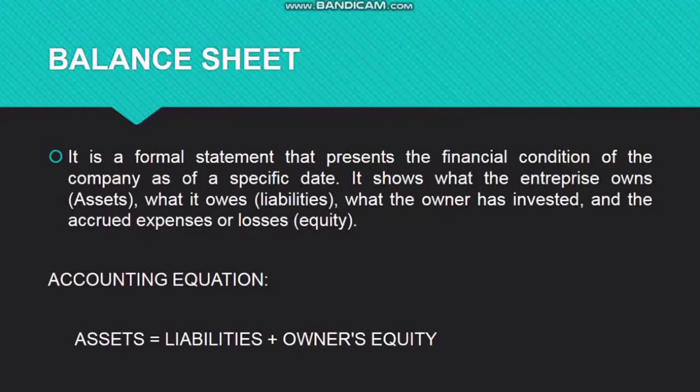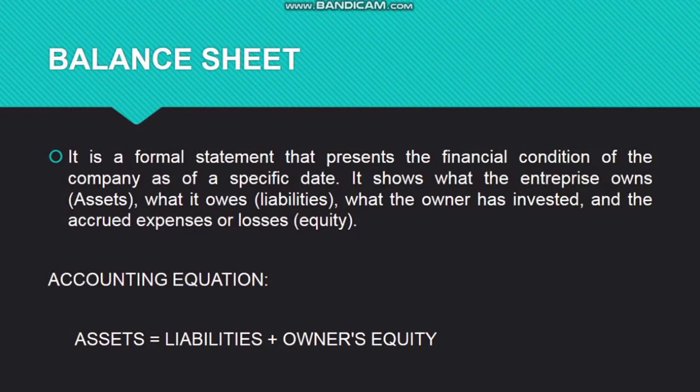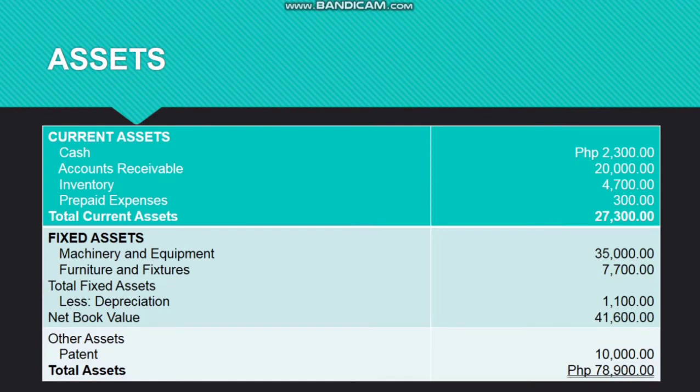So, a balance sheet is a financial statement that reports a company's assets, liabilities, and shareholders' equity. The balance sheet is one of the three core financial statements used to evaluate a business. And the accounting equation of it is assets equals liabilities plus owner's equity. Next, please. So this is the example of assets in a balance sheet.